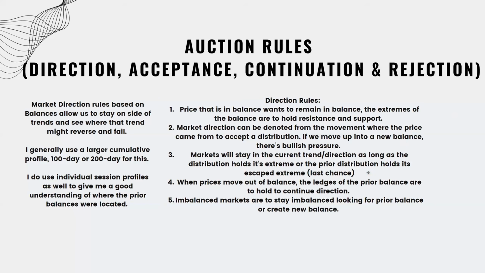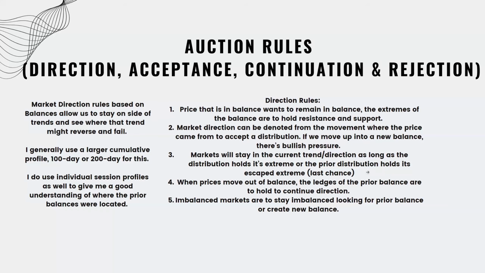So, for example, if we start at a lower price and we move up and there's a distribution above said lower price and we accept above into that higher balance, that is bullish pressure where I want to look for more continuation on the long side. Markets will stay in the current trend or direction as long as the distribution extremes hold, and the prior distribution holds its escaped extreme. So that's the tongue twister.